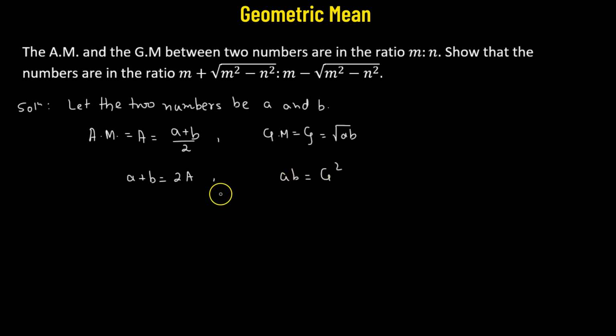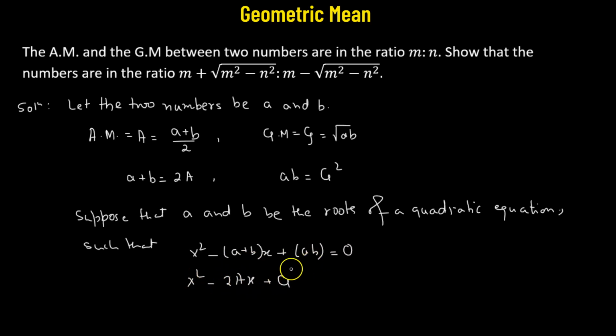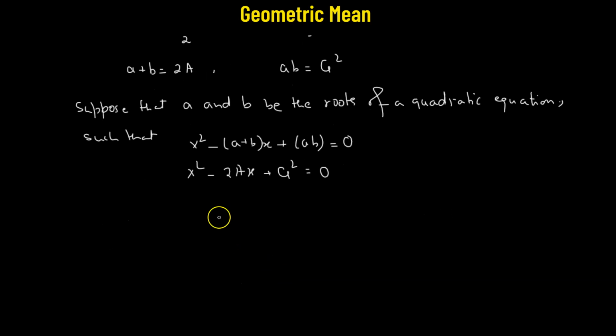Now, using these two equations, a plus b equals 2A and ab equals G squared, we can form a quadratic equation. We suppose that a and b are the roots of a quadratic equation, such that the equation will be x squared minus (a plus b) times x plus ab equals 0. We already have the value of a plus b, which is 2A, and ab becomes G squared. So x squared minus 2A x plus G squared equals 0. This is a quadratic equation and we can solve for the values of x.